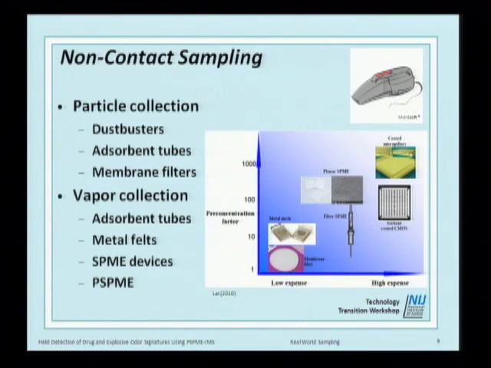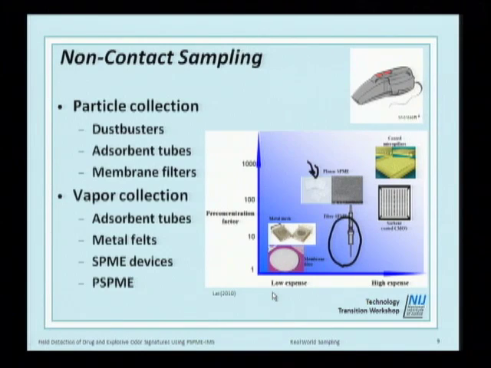Now, we also have vapor collectors, and these again can be used through adsorbent tubes, metal felts, SPME devices here, or the SPME that is shown here. And these all have increased pre-concentration power as you go up along this chart. We also have Sandia's pre-concentrator, which is a metal mesh, and that pulls in large volumes of air to capture your particles, and in some cases, vapors as well.